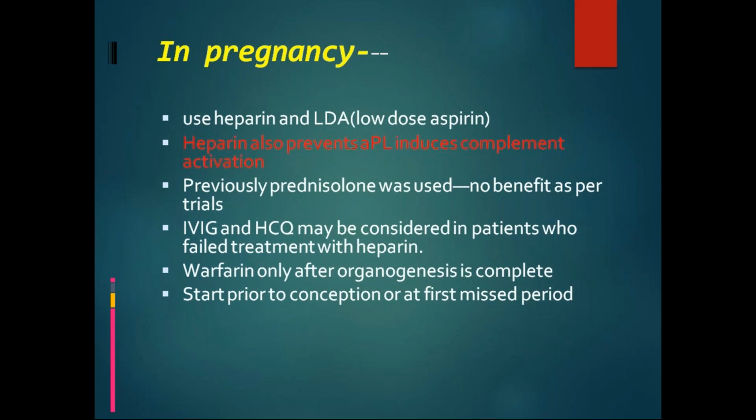Previously prednisolone was used, with no benefit. Intravenous immunoglobulins and hydroxychloroquine may be considered in patients who fail treatment with heparin. If heparin doesn't work, then we can give intravenous immunoglobulins and hydroxychloroquine. If you are getting confused, forget all these things. Heparin for pregnant females along with low dose aspirin, warfarin for normal patients. You can just remember those things.